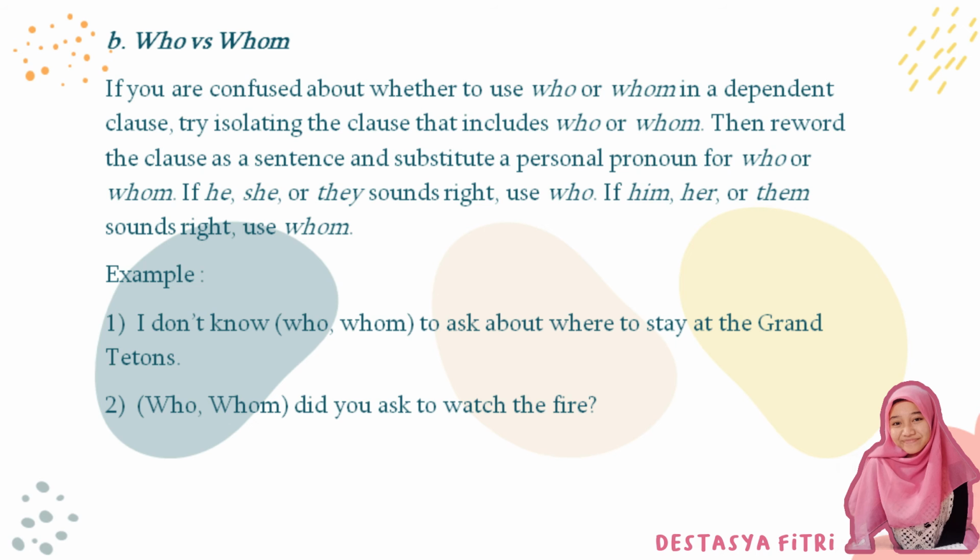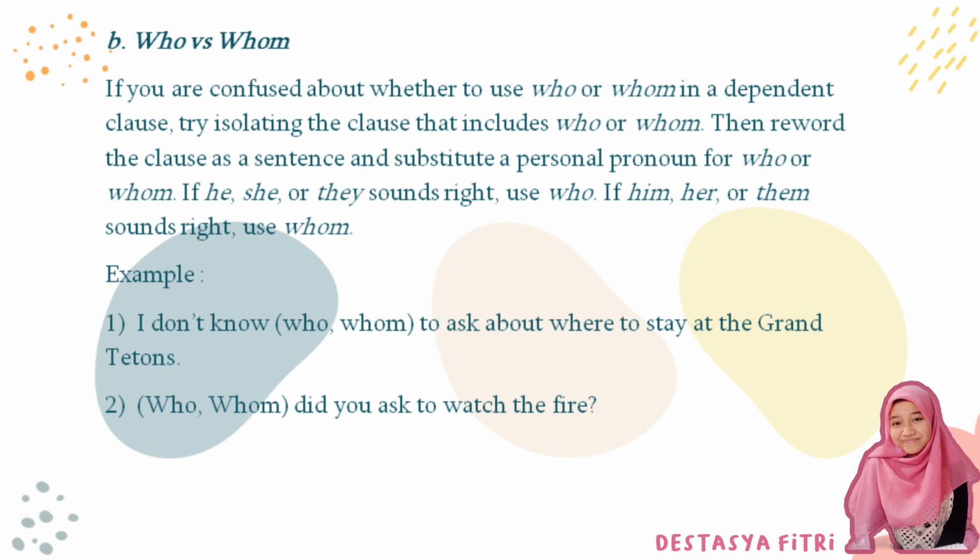B. Who versus whom. If you are confused about whether to use who or whom in a dependent clause, try isolating the clause that includes who or whom. Then reword the clause as a sentence and substitute a personal pronoun for who or whom. If he, she, or they sounds right, use who. If him, her, or them sounds right, use whom.